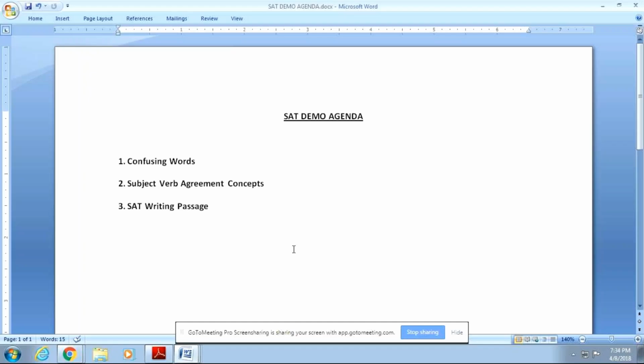Also going to discuss subject-verb agreement concepts, and if time permits, then we are also going to do one real SAT passage, writing passage. Okay?